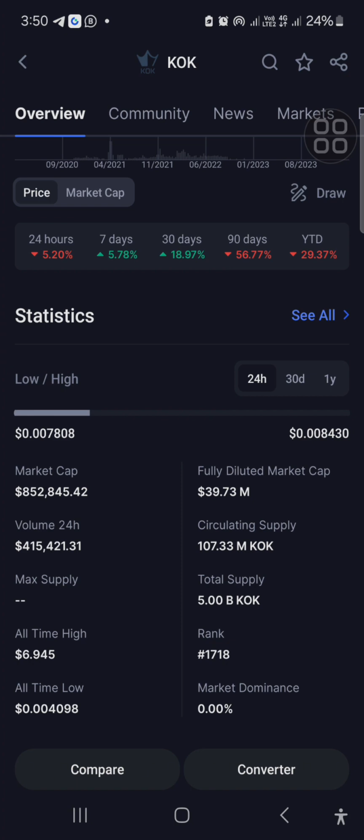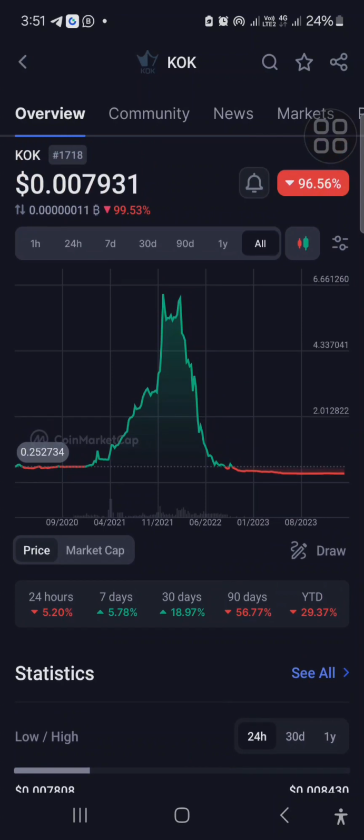Then secondly, check the time frame. Like I've explained the time frame before.